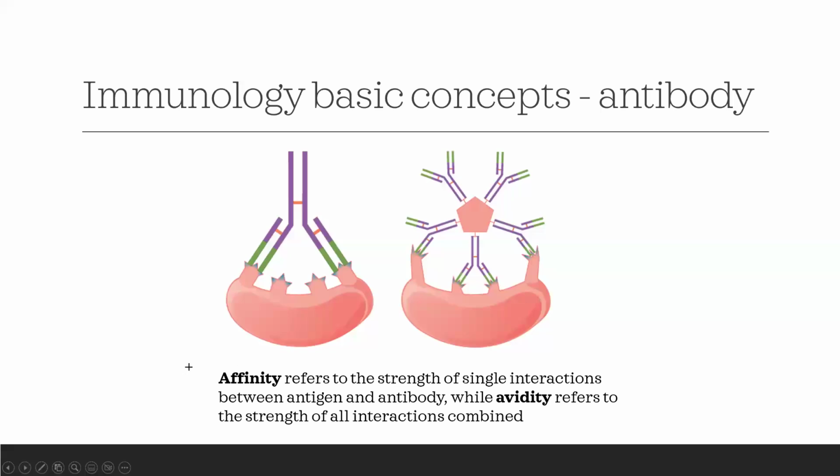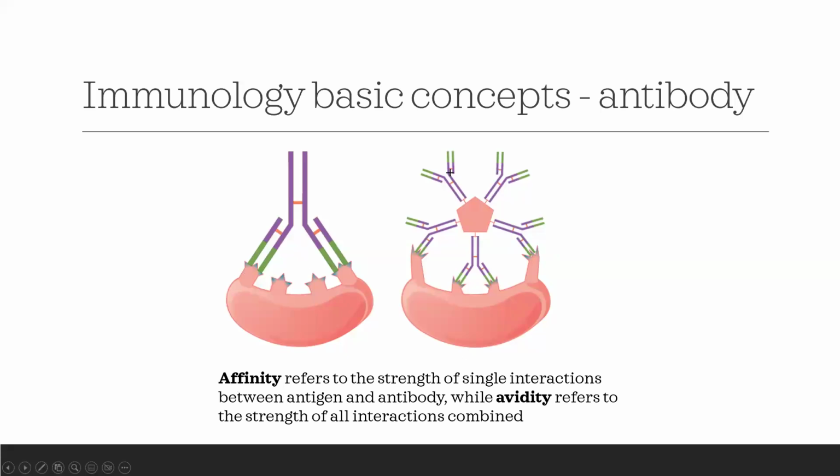Here are another two definitions that we would like to differentiate. One is called affinity and one is called avidity of the antibody. So affinity refers to the strength of a single interaction between the antigen and antibody. So as in this graph on the left, this is an antibody. It's like an IgG in our blood. So it's a monomer. It's by itself. So its interaction, there are two antigen interaction sites. So the strength developed of these two sites is called the affinity.